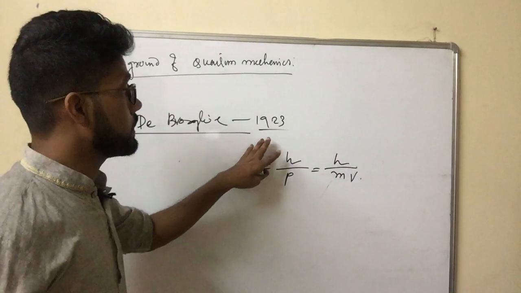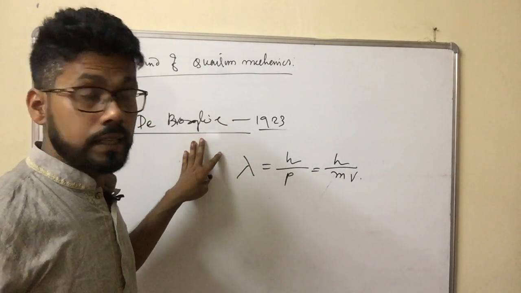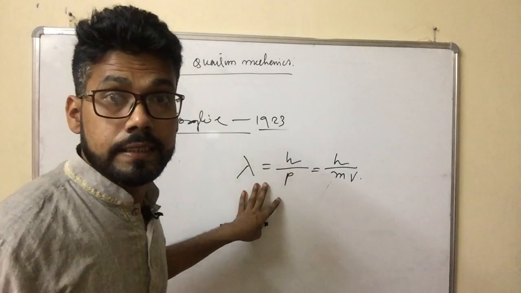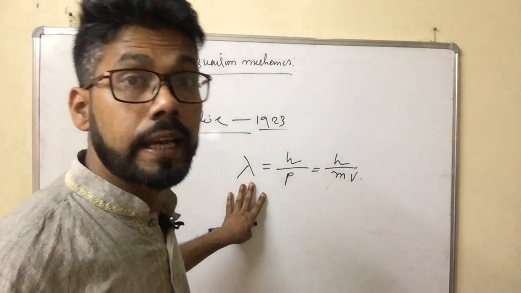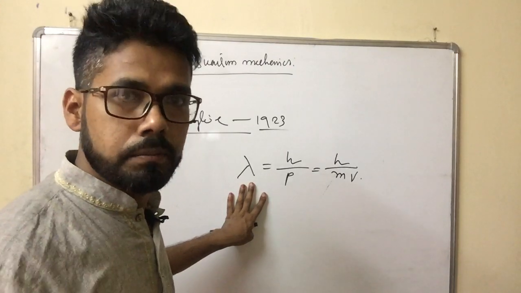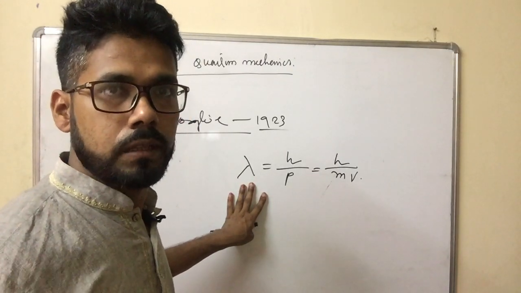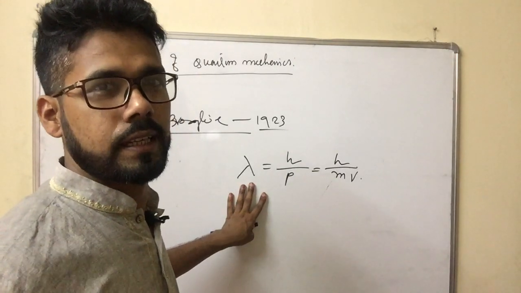This is de Broglie's theory, these de Broglie relations. Later this equation is generalized for the wavelength associated with any particle. Any particle means it may be a material particle or a non-material particle, non-material particles like photons, and material particles like electrons, protons, and so on.